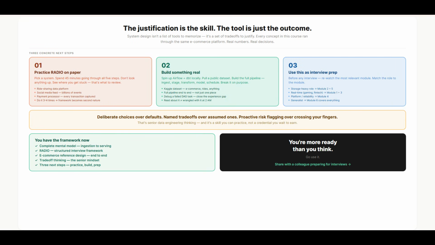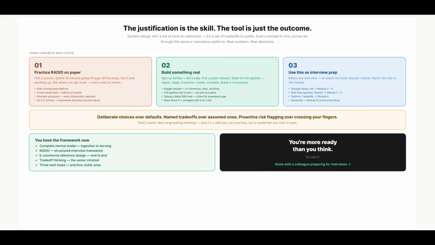Kafka over Kinesis because you need replay and multi-consumer independence. Lakehouse over warehouse alone because your ML team needs raw access alongside your analysts. Kappa over Lambda because maintaining two code bases is a tax you pay every sprint. dbt for the SQL layer, Spark for the heavy processing, because one tool doesn't fit everything. The justification is the skill. The tool is just the outcome.